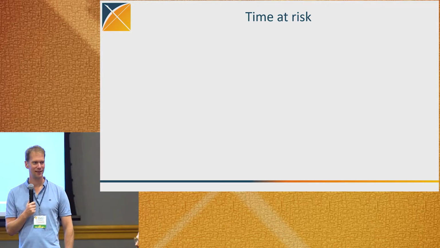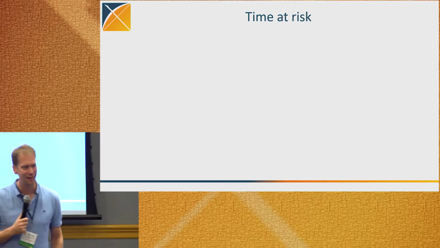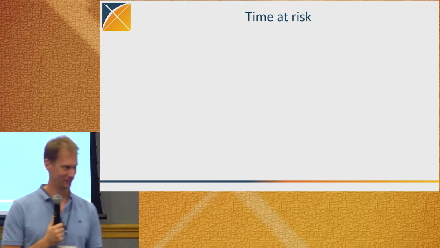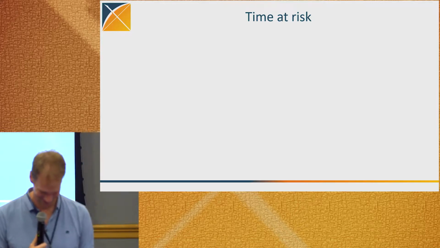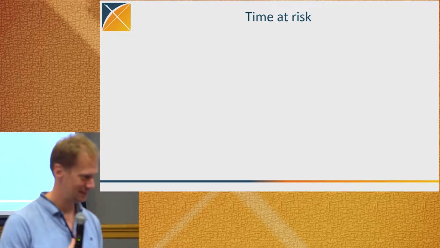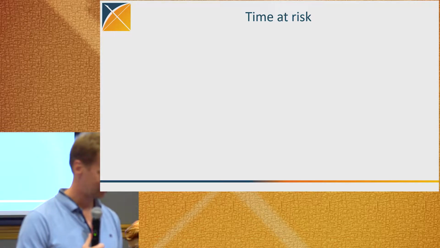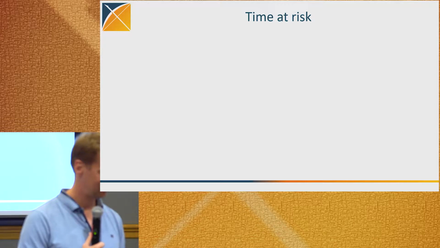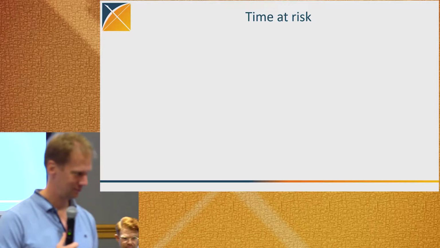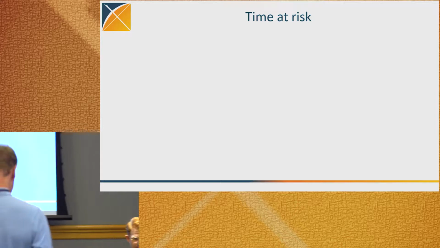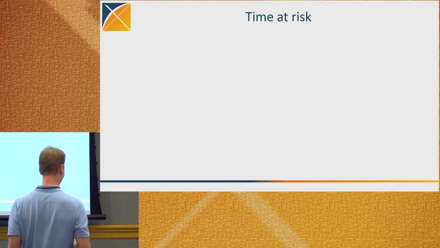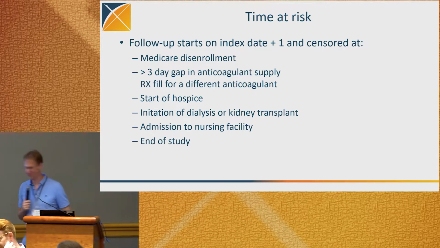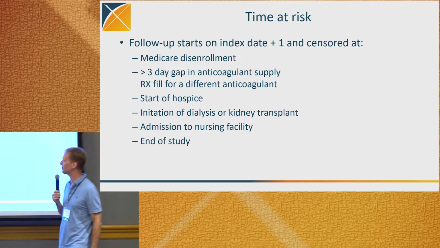There's a whole bunch of censoring events they list here. All right, can you name some of them? Okay. So it's disenrollment from Medicare, occurrence of a study outcome, end of study period, a gap in anticoagulant days of supply of more than 3 days, a prescription fill for a different anticoagulant, initiation of dialysis or kidney transplantation, transfer to a skilled nursing facility or nursing home, transfer to hospice care, whichever came first. All right, very good. So I think I listed most of them here.